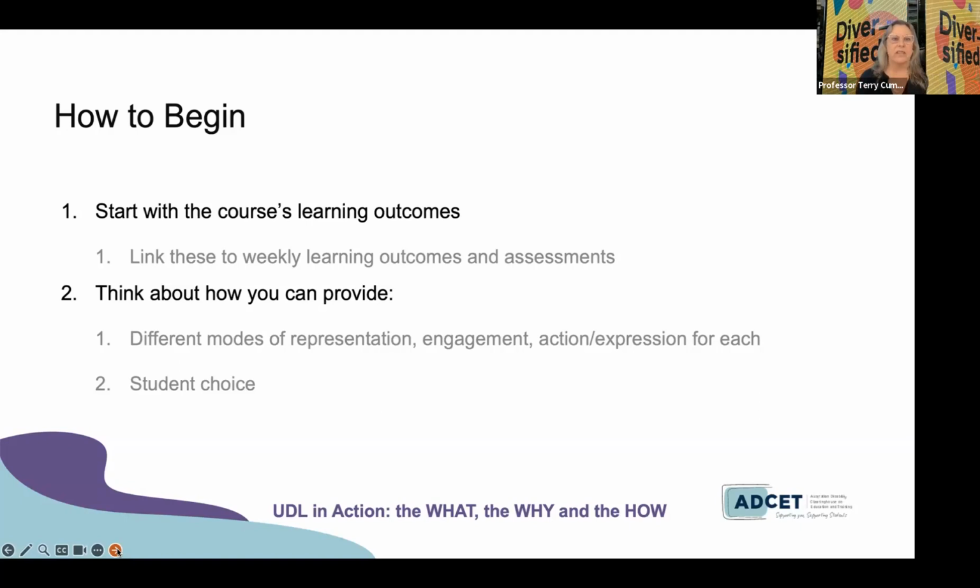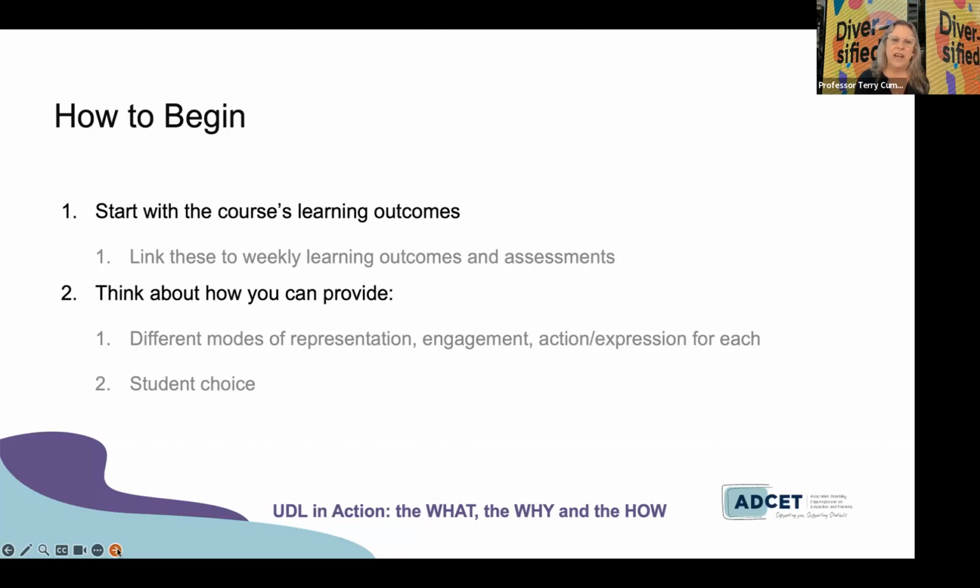So how do we do this? The most important thing always, I think, when you're designing using universal design for learning is to really have a sense of what the course's learning outcomes are and how those break down to smaller outcomes for weekly, or if you're working in modules, what are the modular outcomes for each module?